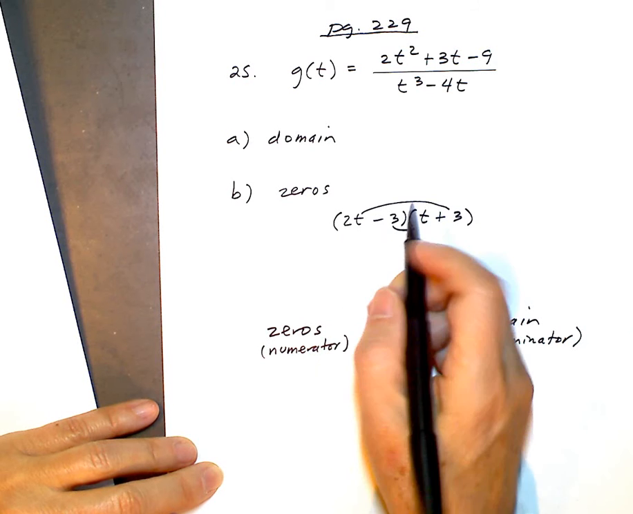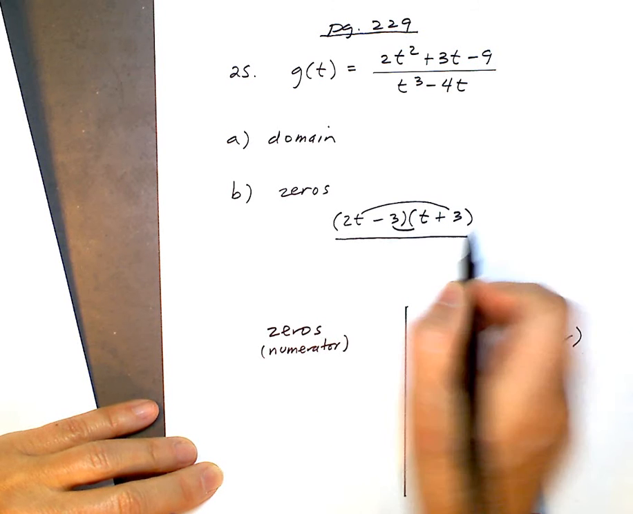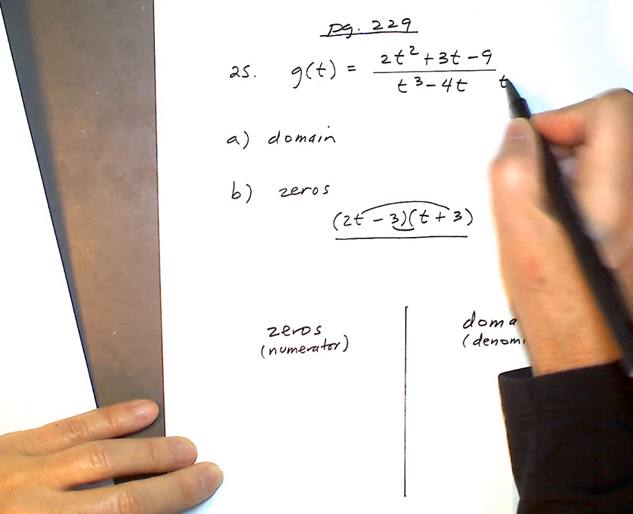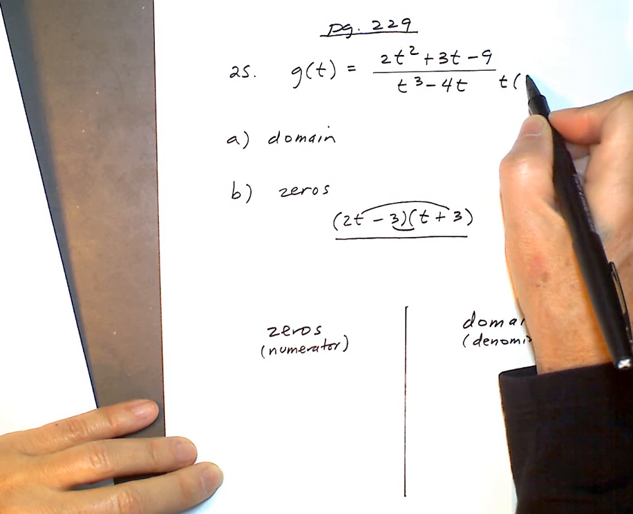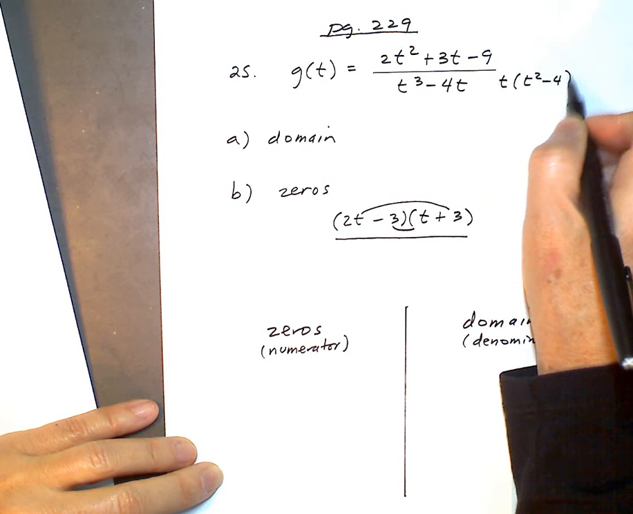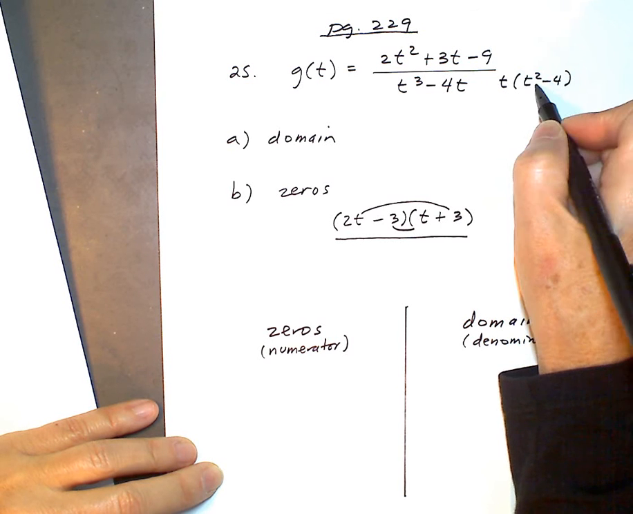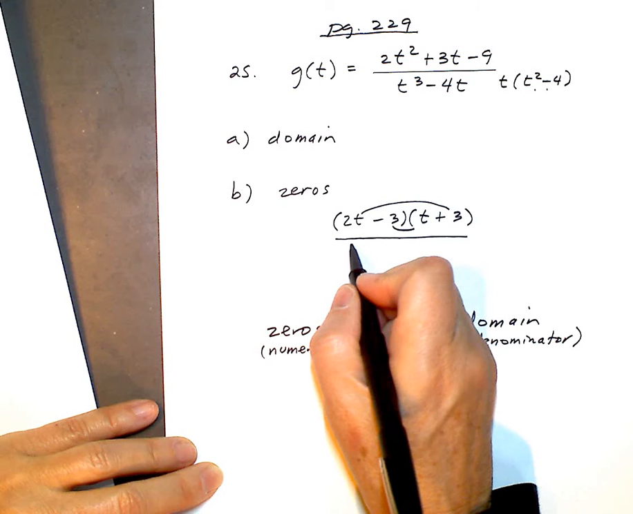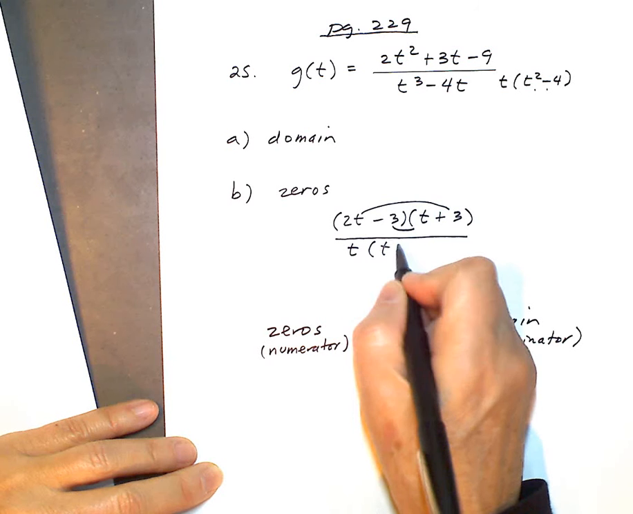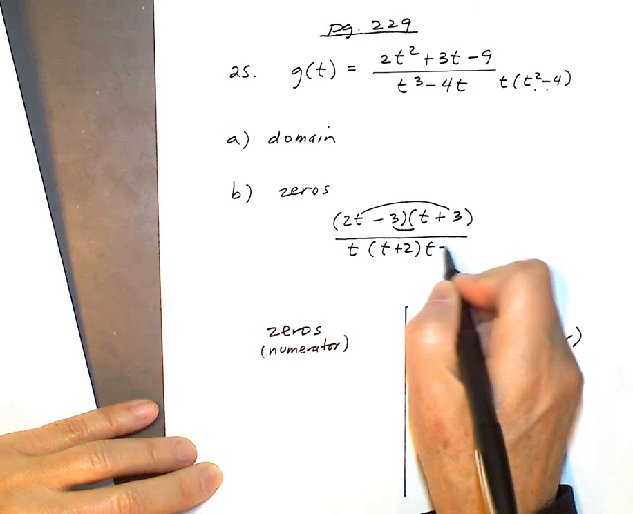And then in my denominator, if I pull out the t, the greatest common factor, I've got t squared minus 4, and that's going to factor to t plus 2 times t minus 2. So my denominator is going to be t times t plus 2 times t minus 2.